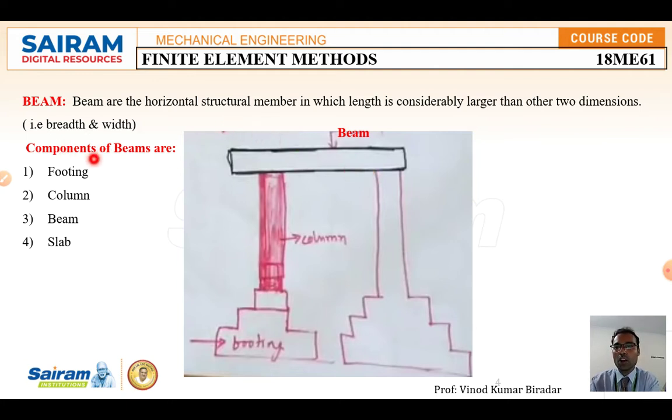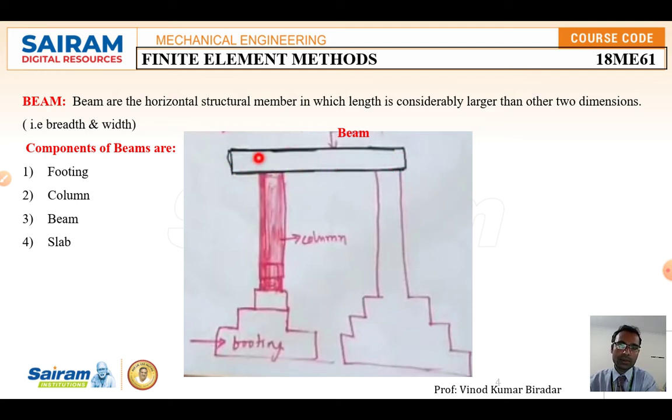Here the components of the structure are the footing, column, beam, and slab. The bottom place we are going to call the footing, upon which the column is going to be fixed, and upon which the beam will be there. So this element we are going to call a beam.